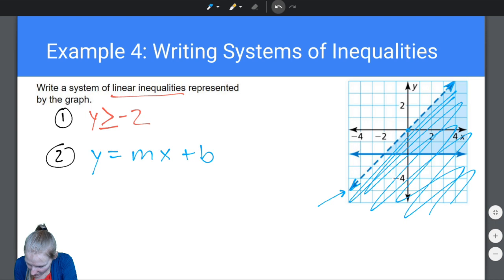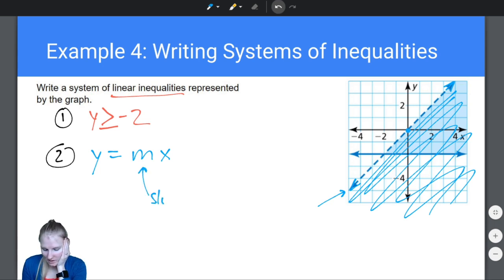y equals mx plus b. But what is b? Let's see, the y-intercept is 0. b is 0. So I have mx plus 0. So I don't even need to write the plus 0. I'm just going to have y equals mx.